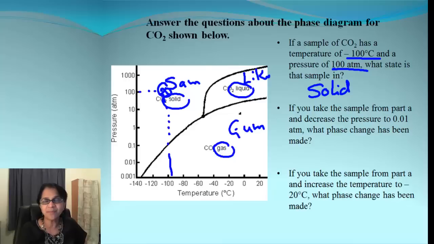The second one is you're taking the sample which you found here and decreasing the pressure to 0.01. So now our new point will have a pressure equal to 0.01 and the same temperature, so that will be over here. So what is the state? The state which we have is gas. That means the substance is going from solid to gas. And if it goes from solid to gas without getting converted to liquid, what is it called? You know it. It's called sublimation.